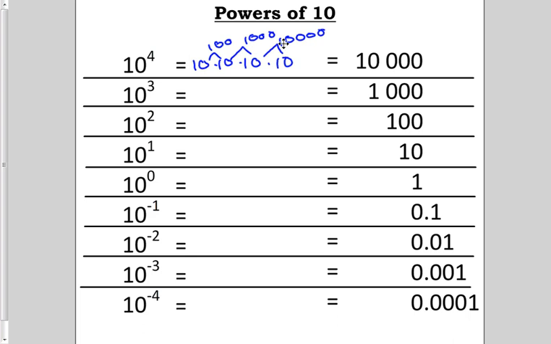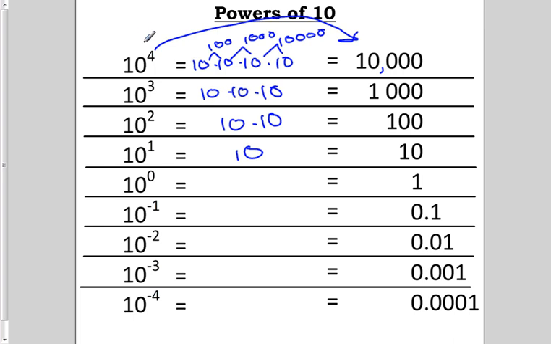So let's see if we can figure out kind of a pattern. 10 to the 4th power, we can see becomes 10,000. 10 to the 3rd power is 10 times 10 times 10, which is 1,000. 10 to the 2nd power is 10 times 10, which is 100. 10 to the 1st power is just 10. So I want you to look over here and see if you notice how could we get from here to here really quick and easy by just noticing a pattern.